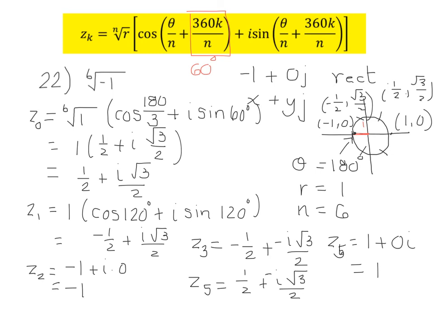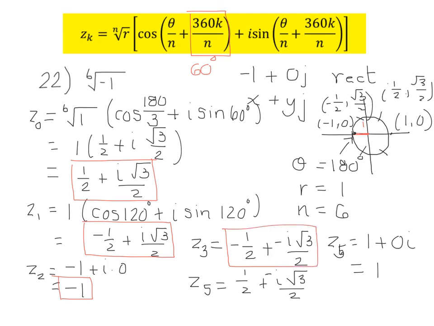So the sixth roots that we got were 1/2 plus I root 3 over 2, negative 1/2 plus I root 3 over 2, negative 1 plus 0i, or just negative 1, negative 1/2 minus I root 3 over 2, positive 1/2 minus I root 3 over 2, and finally 1 or 1 plus 0i.